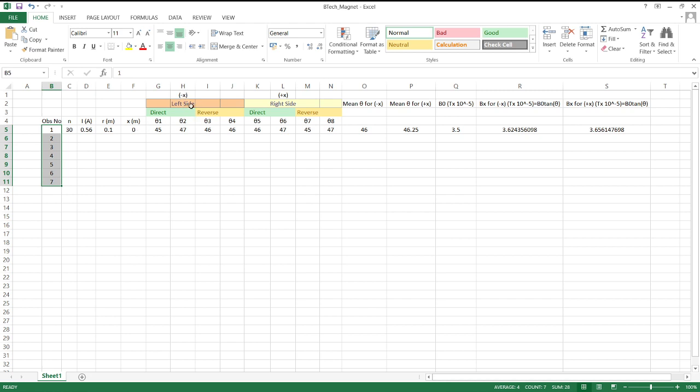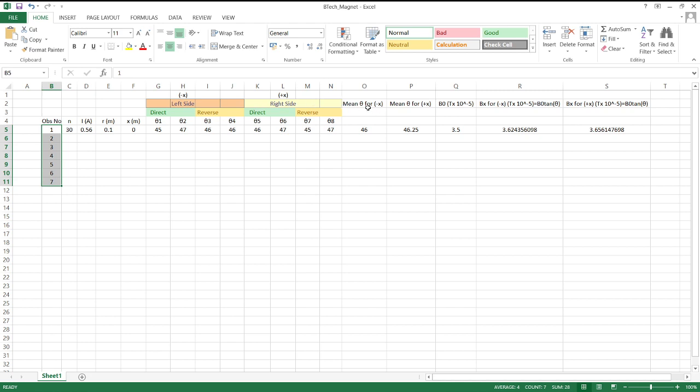You can see on this left side, whenever the magnetic needle is on the left side of the circular coil, we term it as minus X, and the right side as plus X. Similarly, we will find the direct readings, and also by reversing the current we will calculate the theta for the reverse current reading.